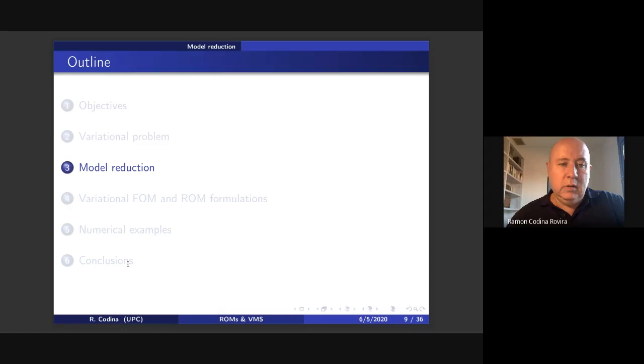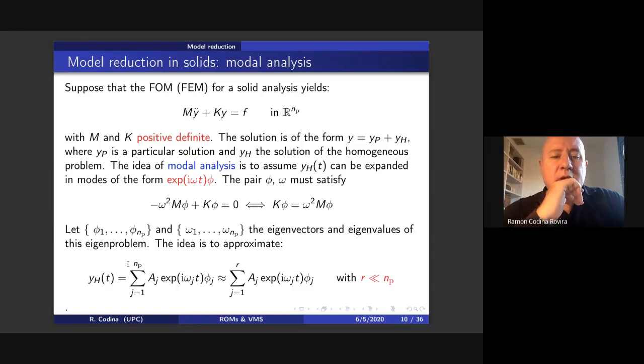So I will start explaining the idea in a case where it is particularly natural, which is model reduction in solids, okay? And I will explain what is the modal analysis in the case of solids. So suppose that you have your favorite finite element method for a solid. So I have written before a first order evolution equation in time, but exactly the same applies to a second order evolution equation in time.